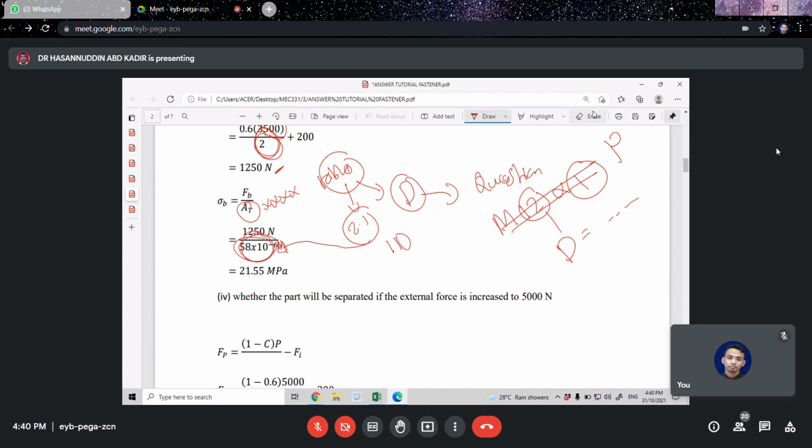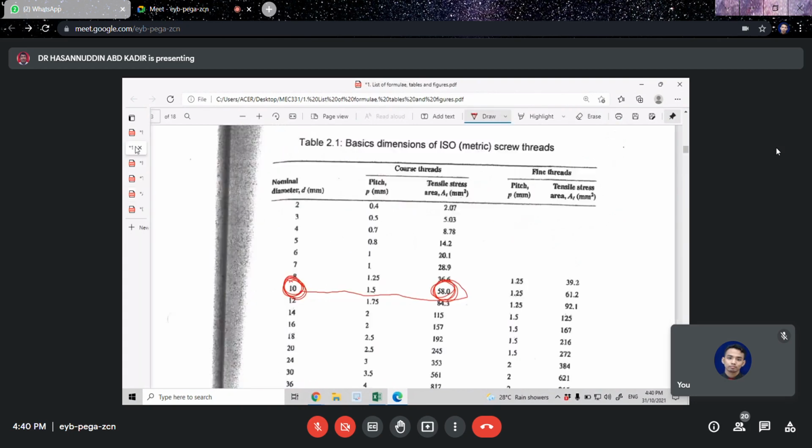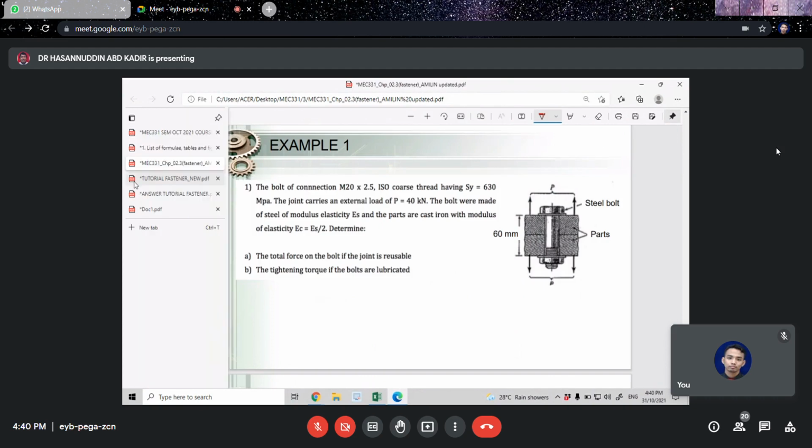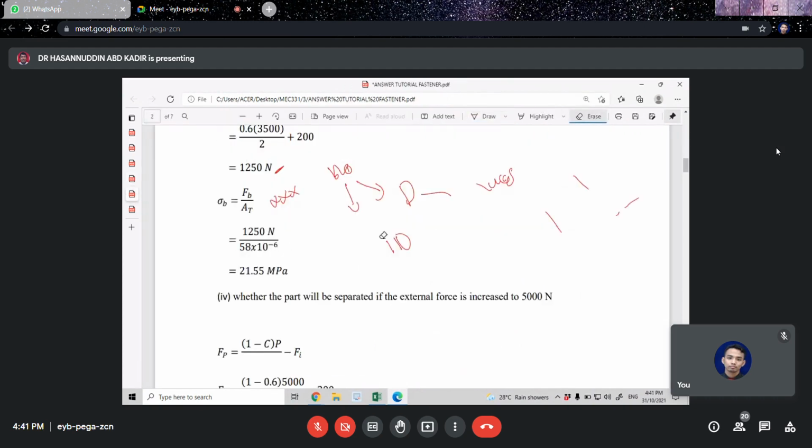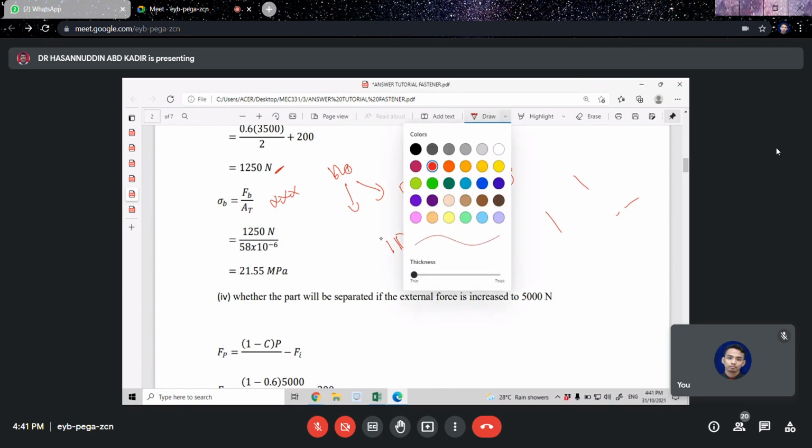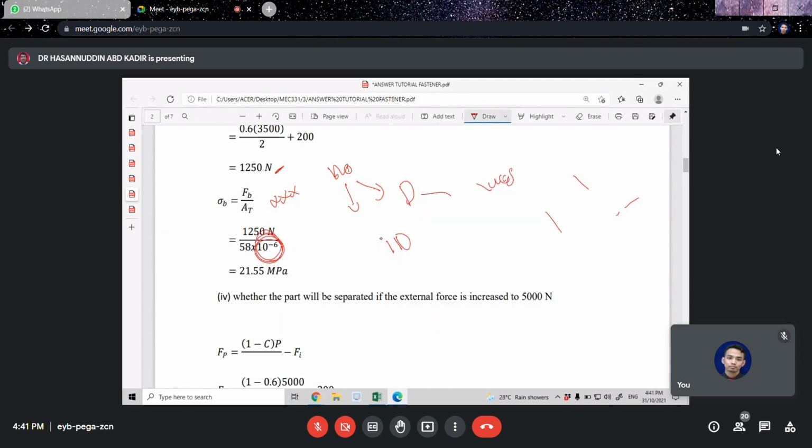Please make sure the area here on the table is in mm square. But when you want to apply it in the stress formula, please change it, because we talk about Pascal and Newton per meter square. This one. Is this clear?